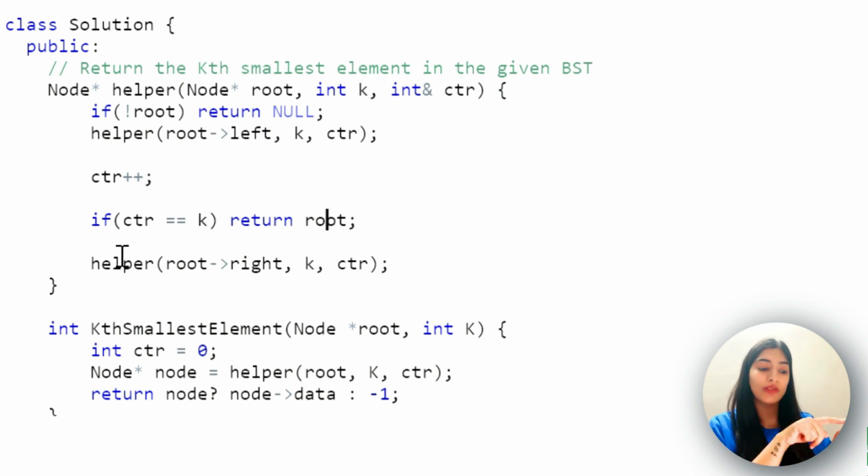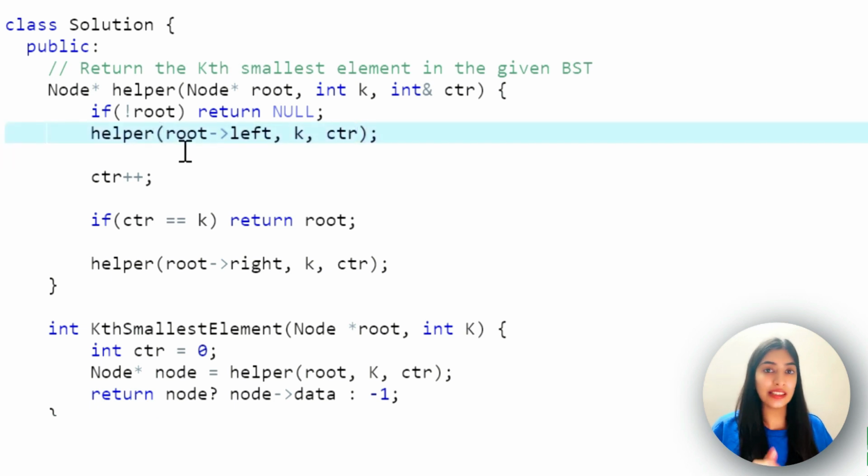If we have still not found it, then we go to the right subtree. After traversing all the left subtrees, because those are the smaller ones, that is when we are increasing the counter, and then we go to the right subtree. Now, here's the catch. When we are going in the left subtree, it is not necessary that we have to traverse back to the root.